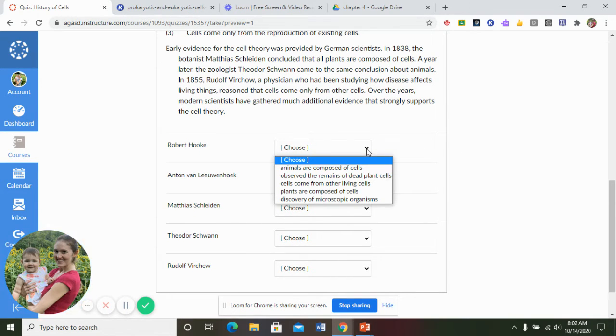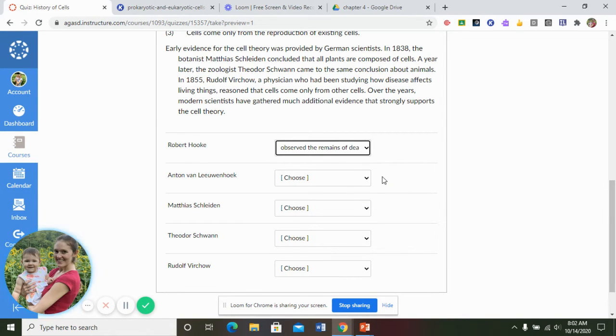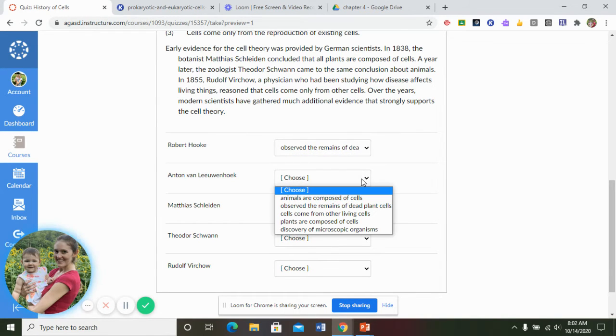So Robert Hooke, let's see, did he say that animals are composed of cells, observed the remains of dead plant cells, cells come from other cells? He was the first guy, and he just observed that they were the remains of dead plant cells. Now van Leeuwenhoek came in here, and he discovered the microscopic organisms.